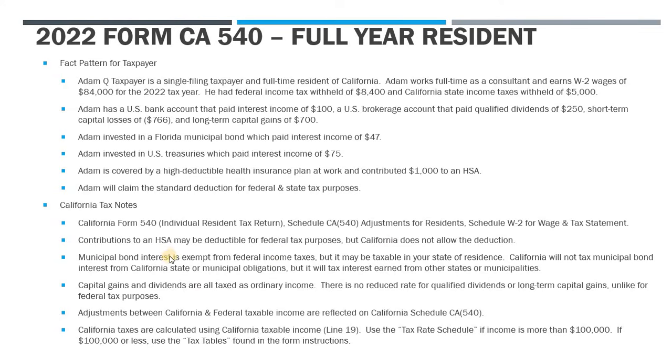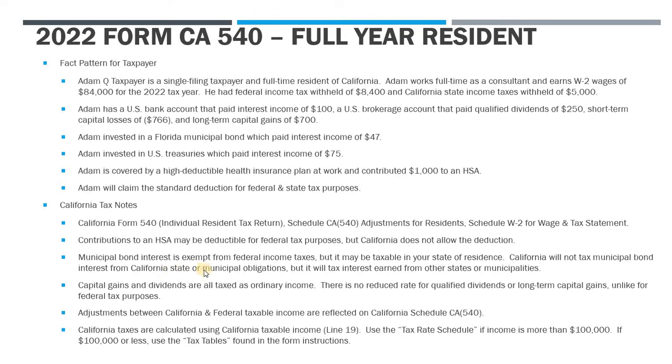Now, the first adjustment we're going to note is the HSA contributions. Contributions to an HSA are generally deductible for federal tax purposes, and we'll see this on our Form 1040. But California doesn't conform to this adjustment. So on the adjustment schedule, we're going to have to make a change for that contribution because it's not deductible for California purposes. Municipal bond interest income is another adjustment.